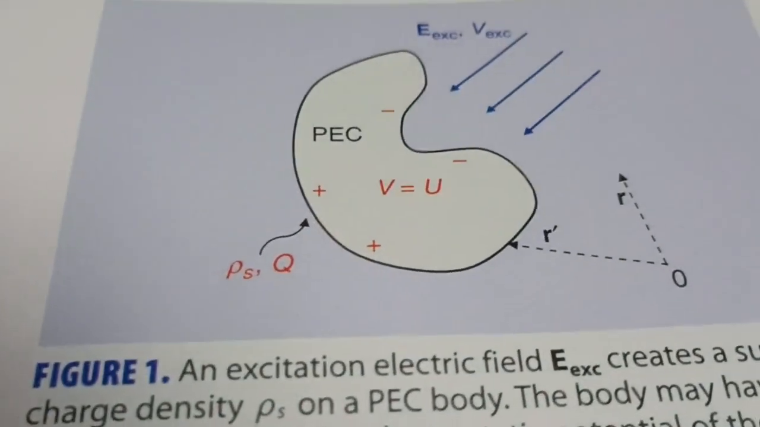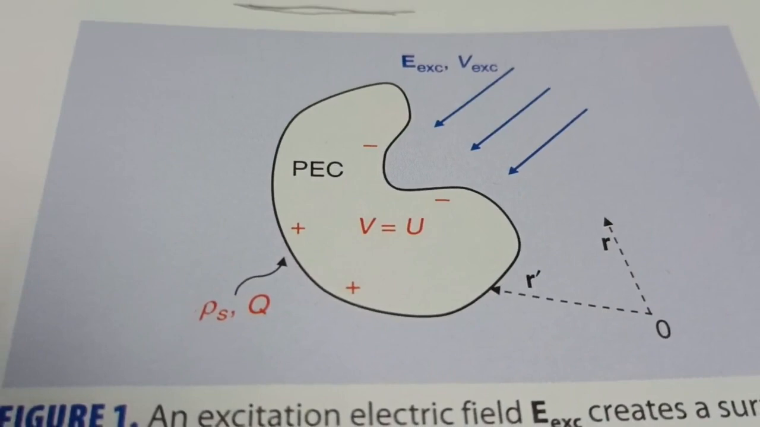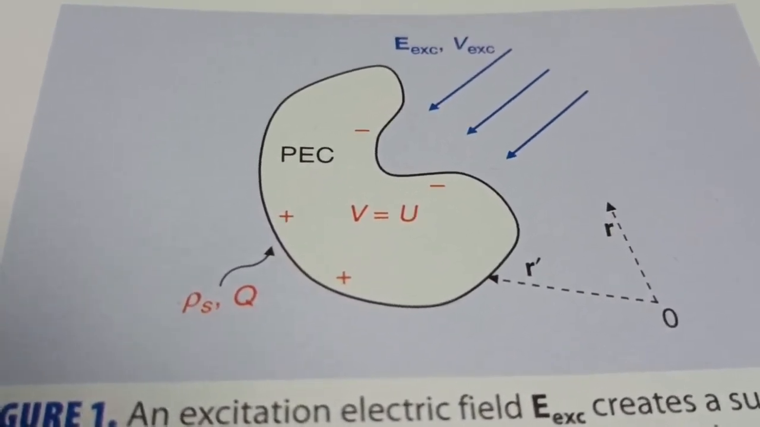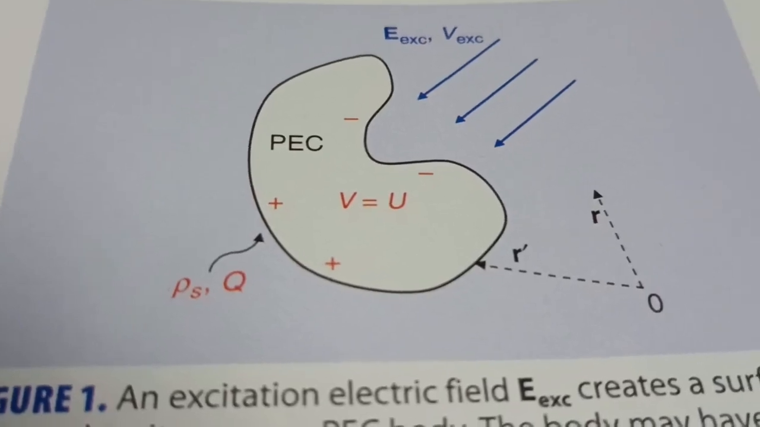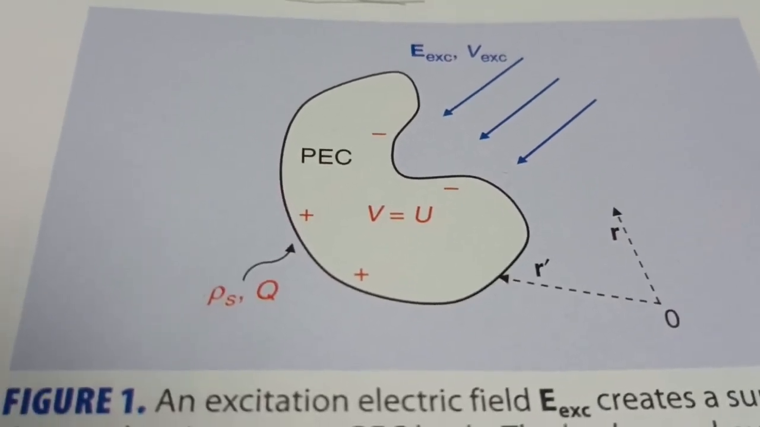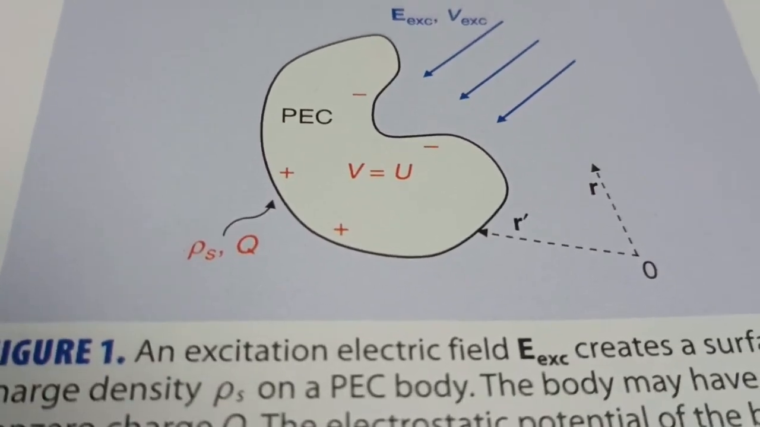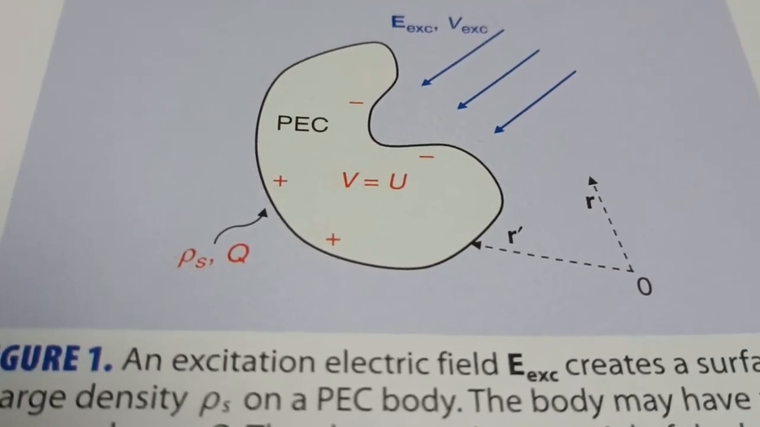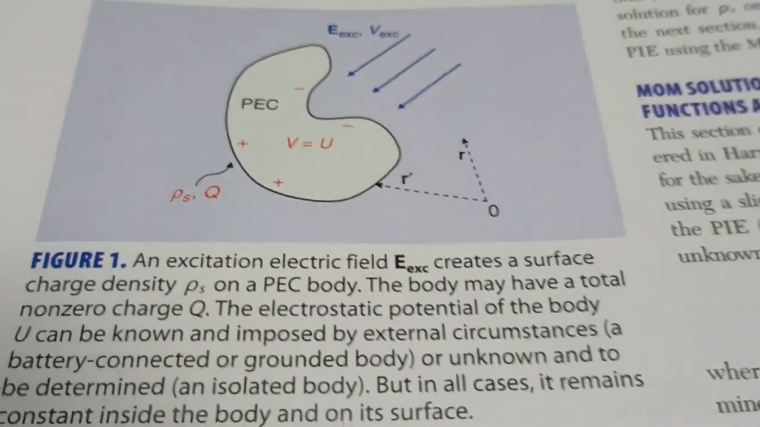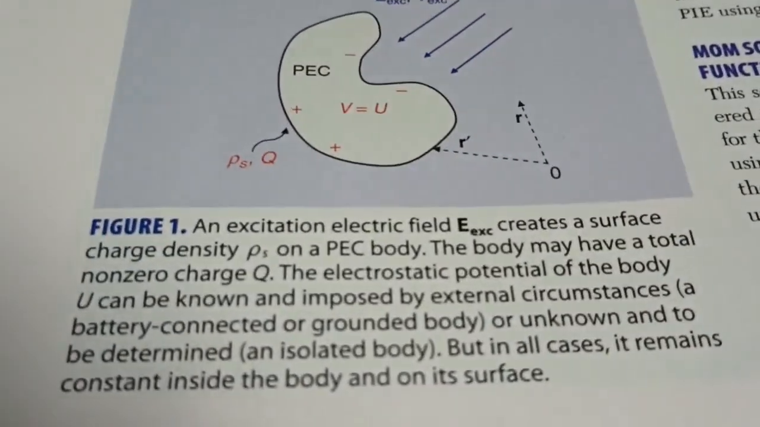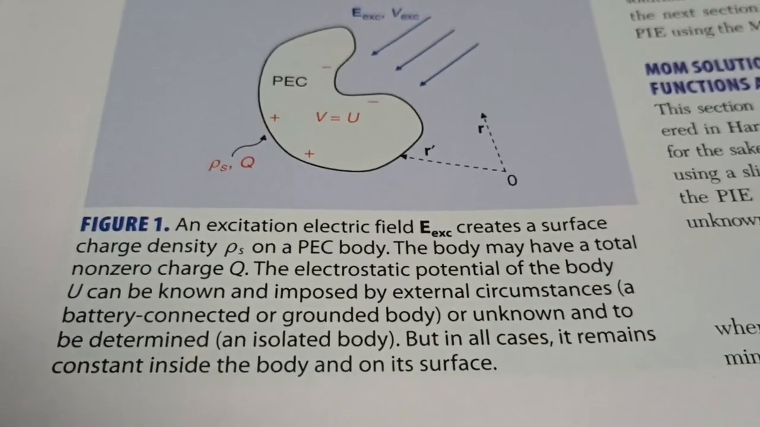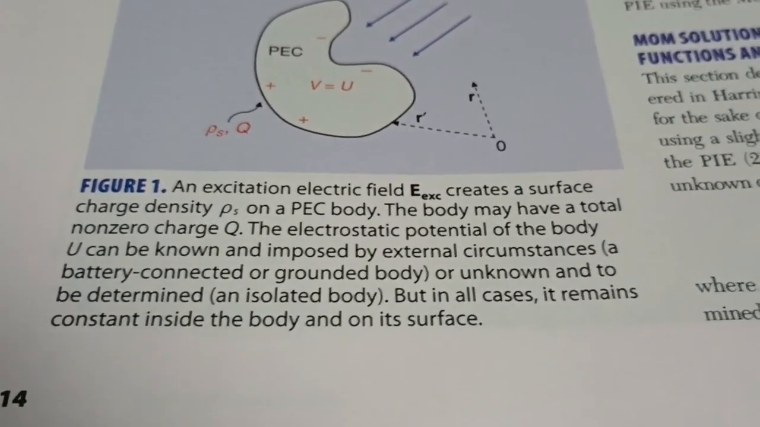Notice the body can be isolated in free space, or it can be the surface of the ground, or it can have a potential applied to it. What does that tell us? If we think about that, something really, really interesting pops up. I'll leave that to you to ponder. Remember, external circumstances, a battery connected or grounded body.